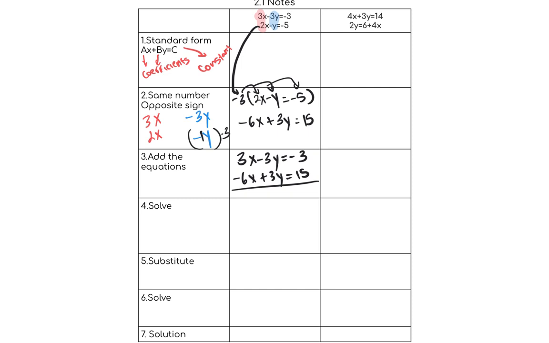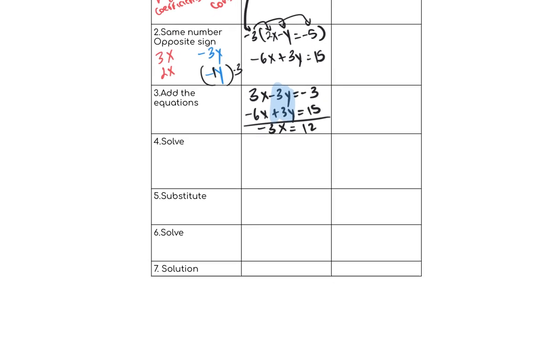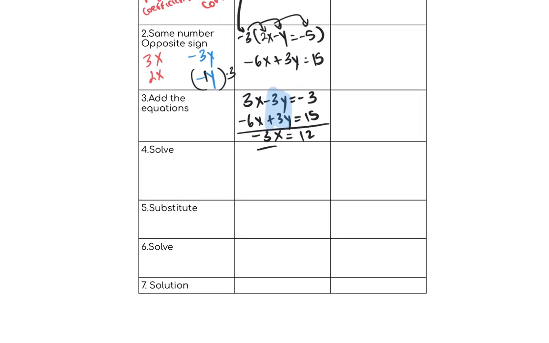Notice that the y's are the same number, opposite sign, so they're going to cancel each other out. For the x's, I have 3 minus 6, which is negative 3x. The next step is to solve for x, so I'm going to divide both sides by negative 3. I get x equals negative 4.